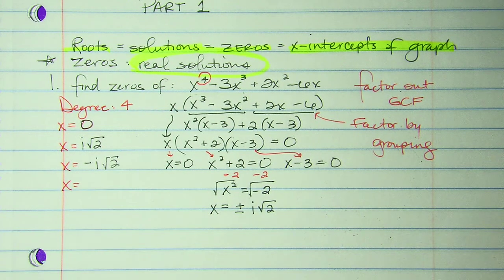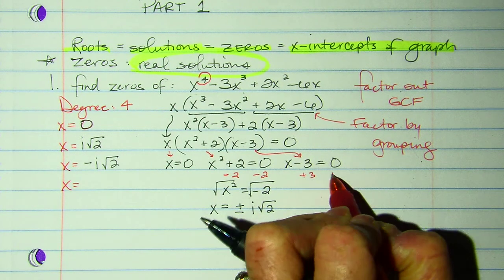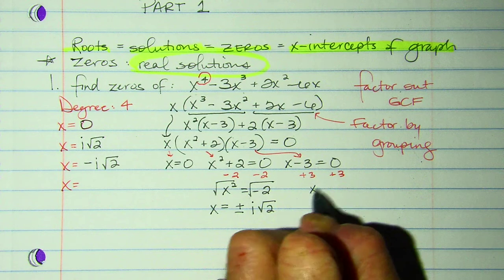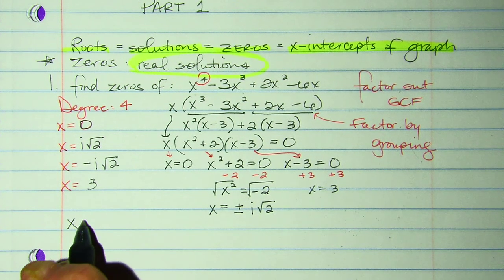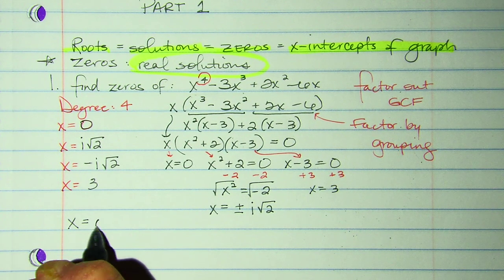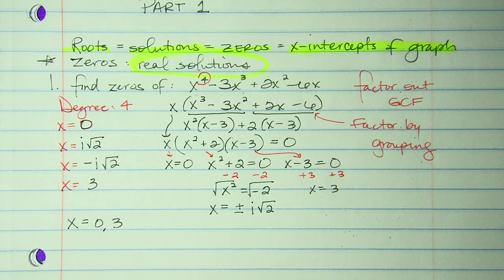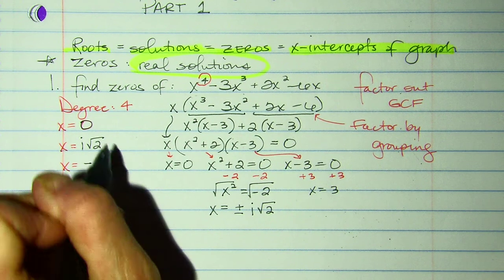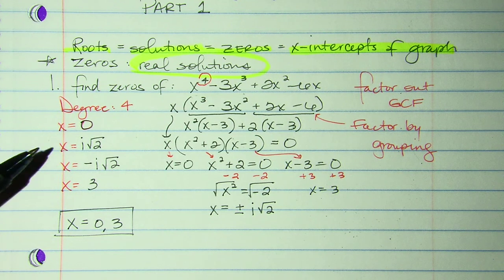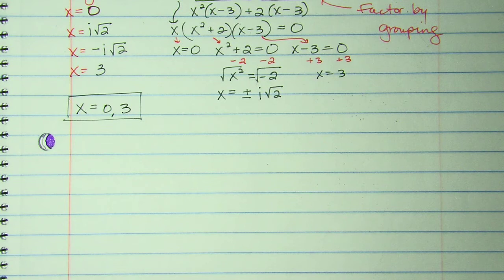And then last, for this one I would simply add 3, so x equals 3. I'm going to list that my zeros are at 0 and 3 because the other 2 are complex. These are not real, and for some reason this section just wants the real zeros. So let's do one more.